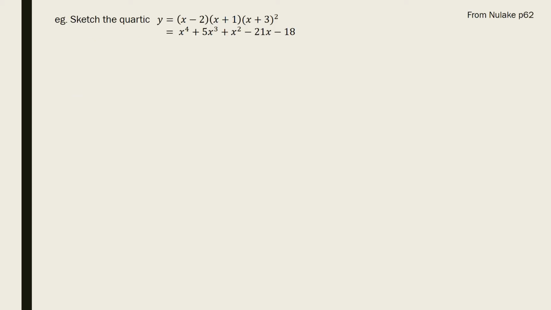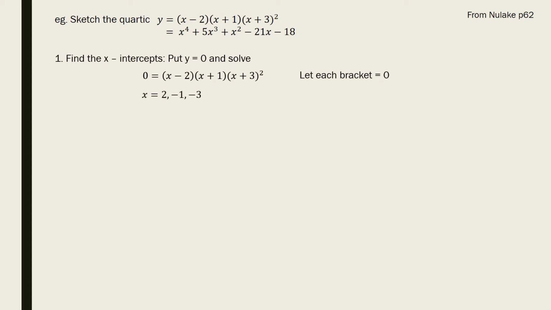So we're going to do this example here. I have got it both in factored form and expanded form. Both are actually very helpful. So first of all, we're going to find the x-intercepts. Now the most useful thing to do would be to use the factored form for this, because we're going to let each of the brackets equal 0 to be able to solve that, just as you would for a quadratic. So we let each of the brackets equal 0, so when you've got x minus 2 is 0, we get x equals 2. For x plus 1 we get negative 1, and for x plus 3 we get negative 3.